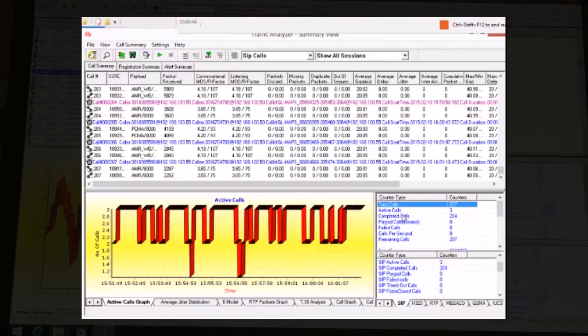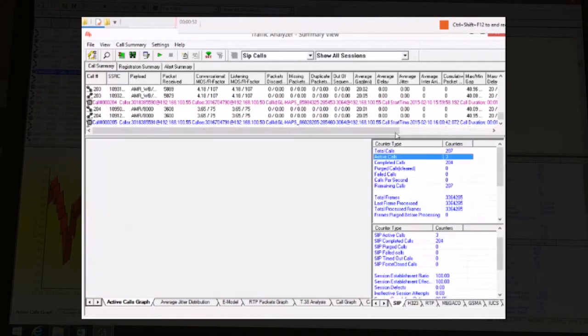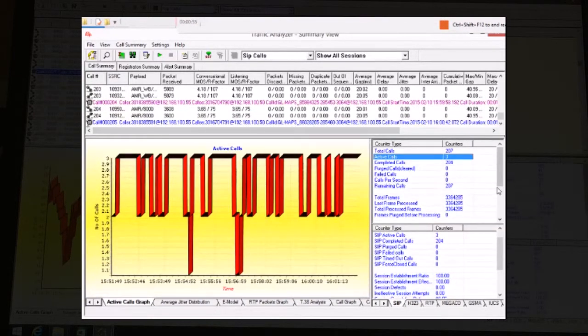First of all, the main screen here is the number of active calls. You can see here that there's been as high as 54 calls or as low as 41. So this gives you the number of active calls as a function of time.